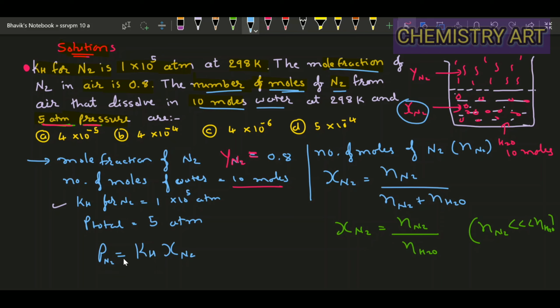Okay, so if you want to find out Xn2, which is our main question, you need to find out Xn2, and for Xn2 you need to find out the partial pressure Pn2, because KH is given here. See, KH is given here, you need to find out the partial pressure of nitrogen. Okay, so here two phases are there, for example some nitrogen gas is there, and some water is also there. So we need to find out the partial pressure of nitrogen.